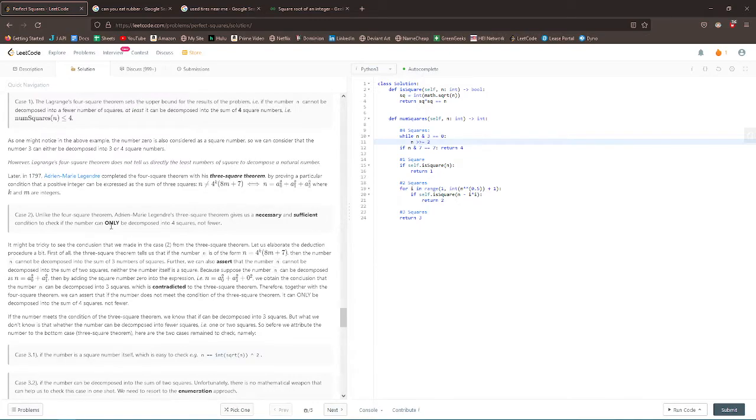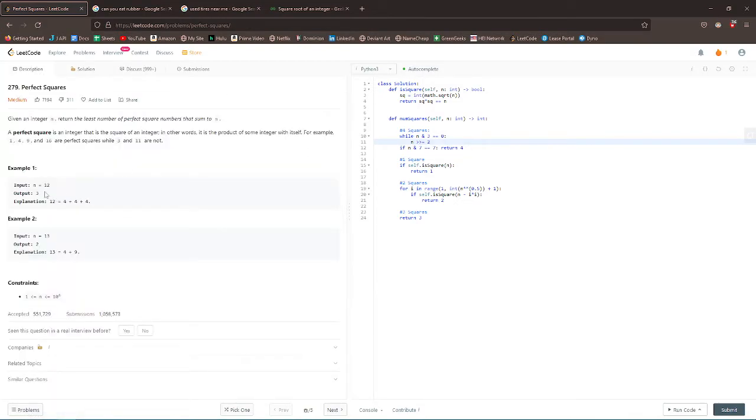So straight up, everything can be represented as a sum of 4 or less squares. So if we go back to our test cases, this output is never ever going to be greater than 4. It's always going to be 1, 2, 3, or 4.